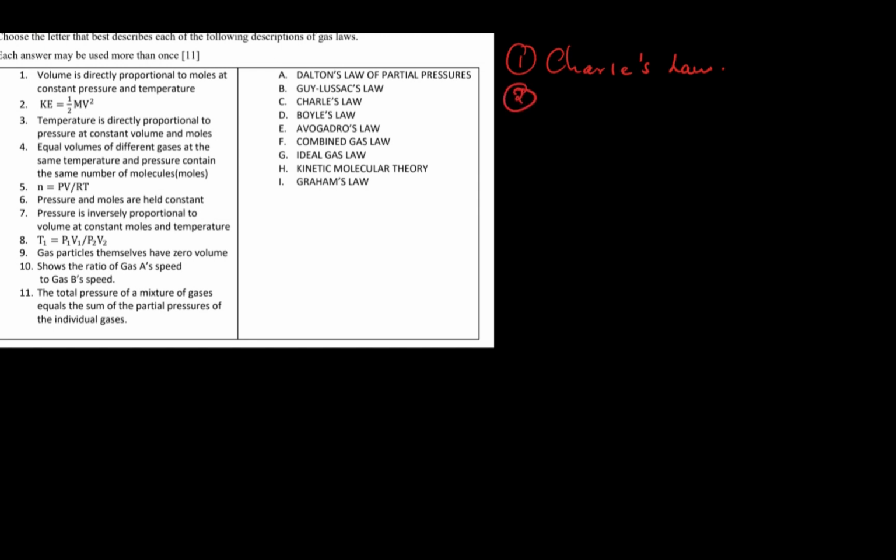2 says the kinetic energy is equivalent to half mv squared. So anything relating to kinetic energy is the kinetic molecular theory. So for this one, that's saying choose the letter. So basically this for 1 is H. So for 2, we're looking at the kinetic molecular theory, which is, sorry, Charles' law is not H. Sorry about that. Charles' law is on C. C for Charles' law. So H is the one that represents the kinetic molecular theory.